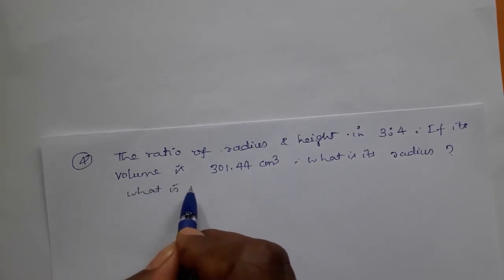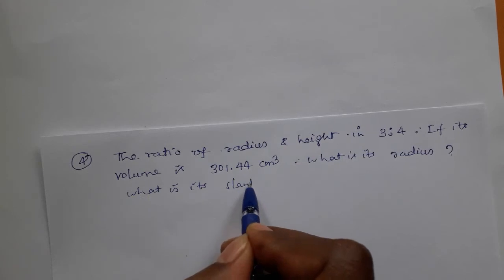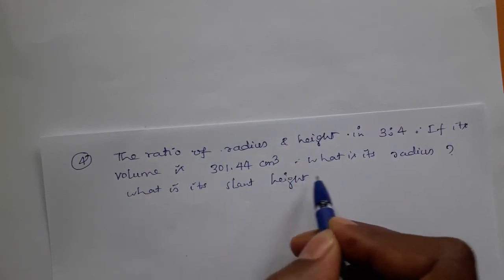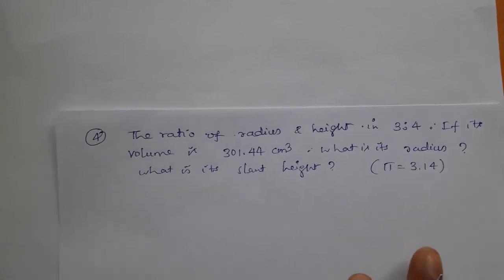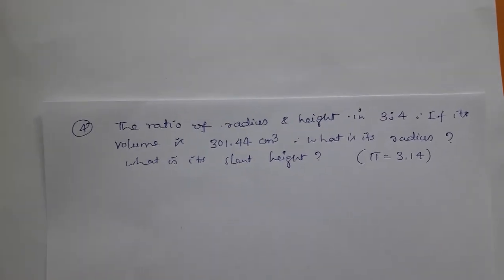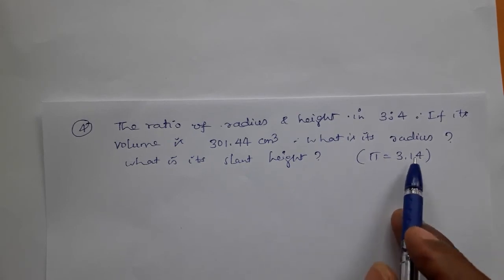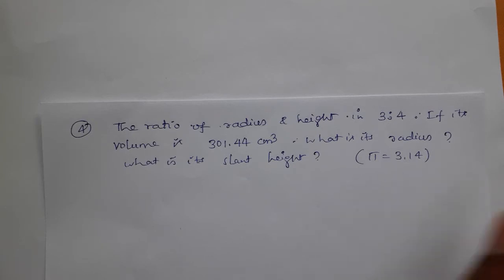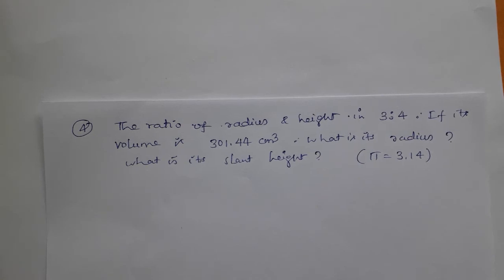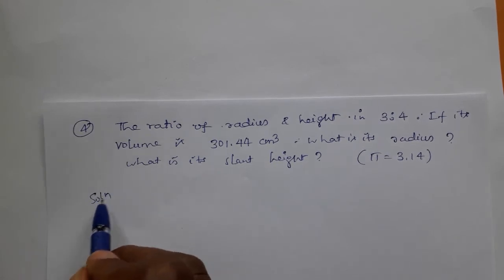Another one, what is its slant height? There are two questions: radius and slant height. The given pi value is 3.14. Look, in most questions the pi value is not given, so we choose 22/7 only. But once it is specified as 3.14, you have to use this only. Don't get confused. Always, especially in mensuration questions, check the pi value. If it is given, use the same. Otherwise, use 22/7.